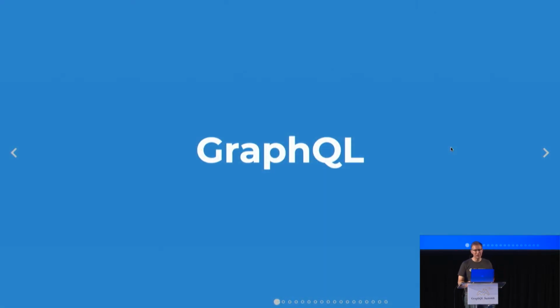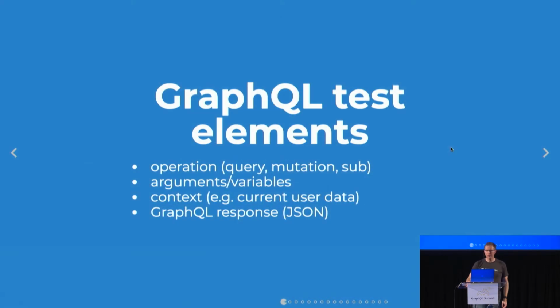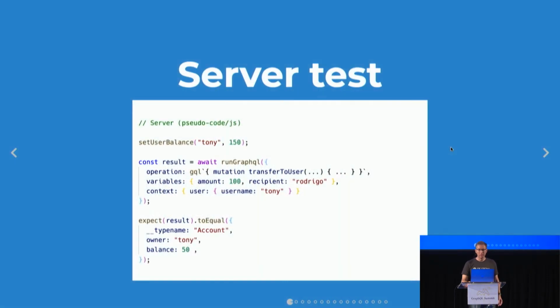After all, we're using GraphQL, and it's already improved our process by getting front and back-end devs to agree on data requirements. If you think about it, every GraphQL operation can be specified by four things: the operation, the arguments, the context, and the response. If we look at how we use these on the server, it's a very straightforward API test. So we need to set a value on the database, and then we take the operation variables and context and pass them to run them on our GraphQL resolver, and then we can assert the result that comes back.